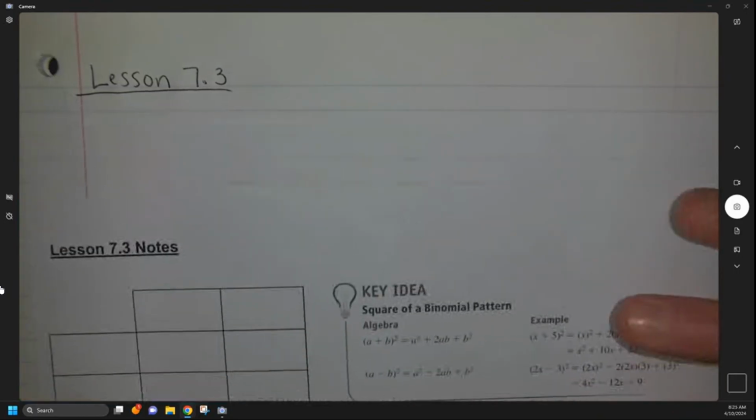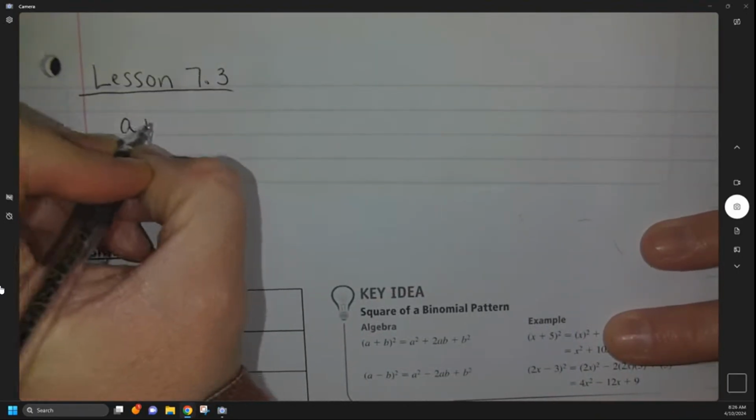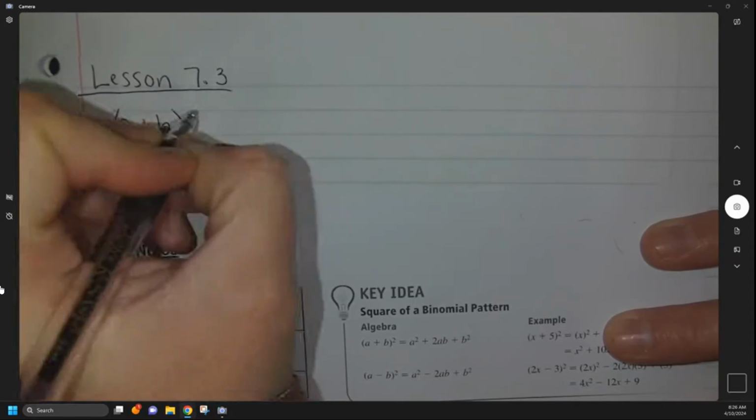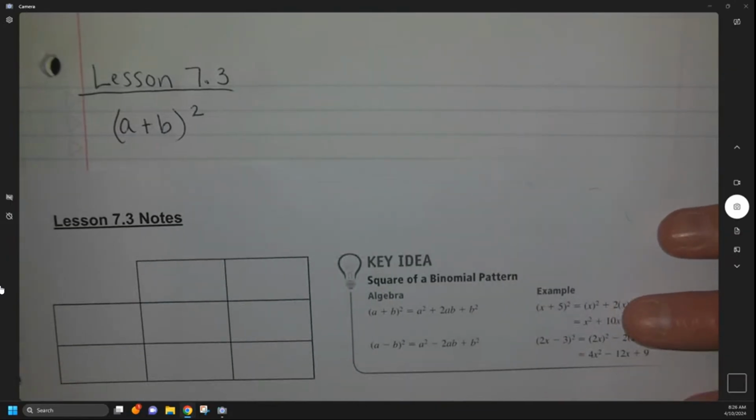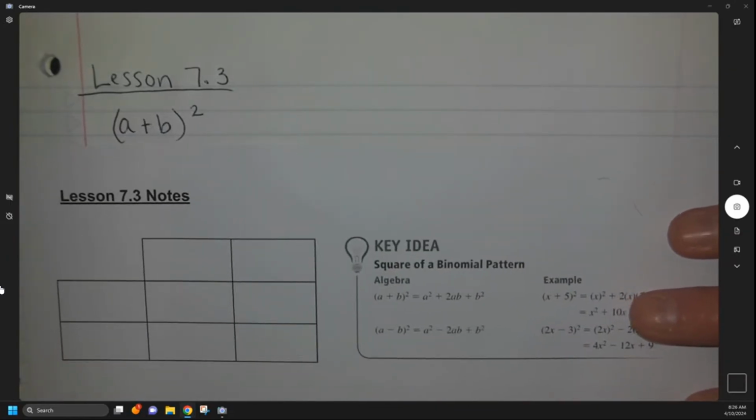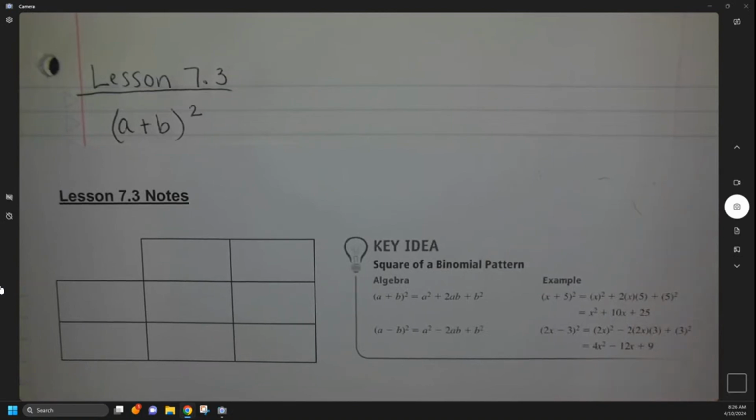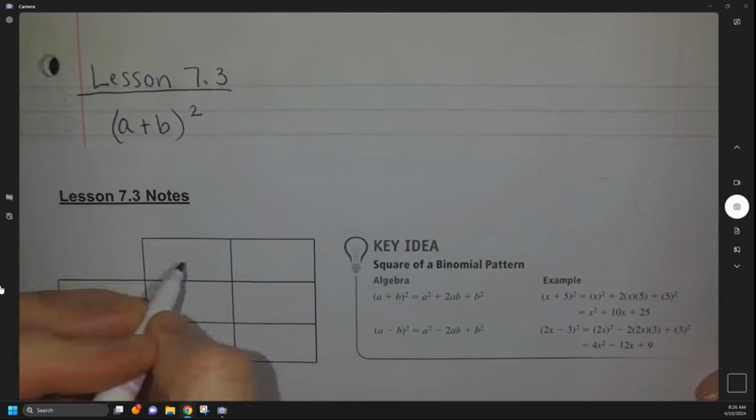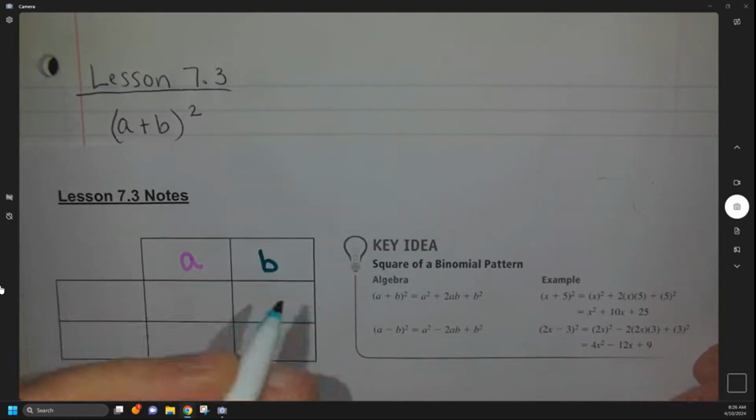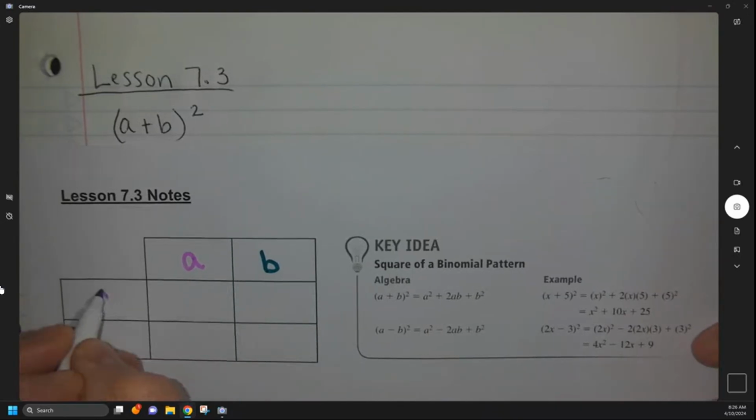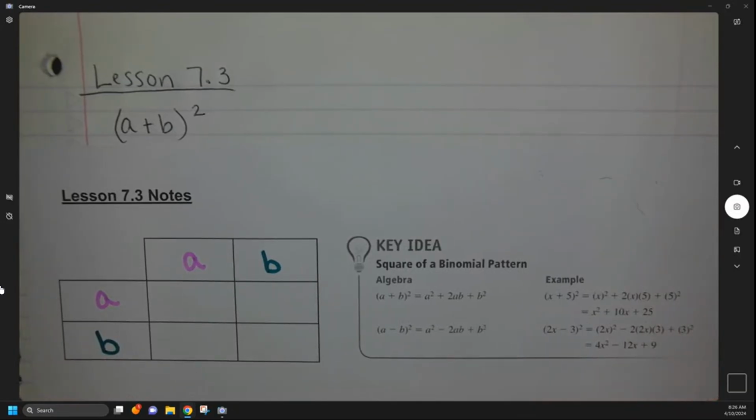So let's actually write down here: a plus b squared. Okay, so I'm going to take that. We're going to use our area method like we've done in the past. So we've got A plus B, we've got one set, and then we have A plus B over here for our second set.